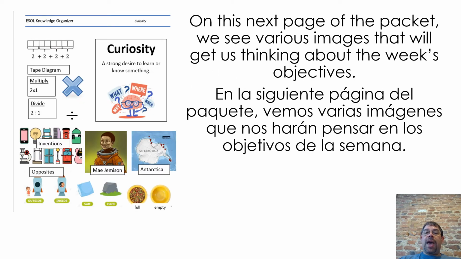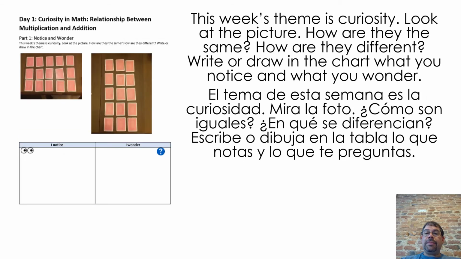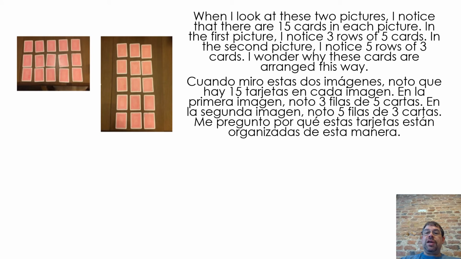On this next page of the packet, we see various images that will get us thinking about the week's objective. This week's theme is curiosity. Look at the picture. How are they the same? How are they different? Write or draw in the chart what you notice and what you wonder. When I look at these two pictures, I notice that there are 15 cards in each picture. In the first picture, I notice 3 rows of 5 cards. In the second picture, I notice 5 rows of 3 cards. I wonder why these cards are arranged this way.